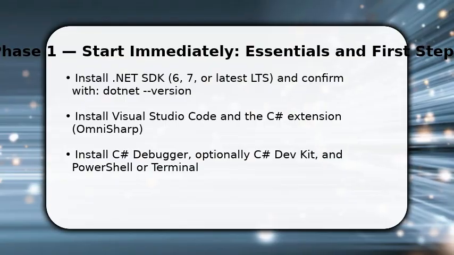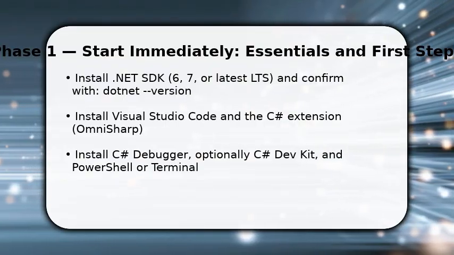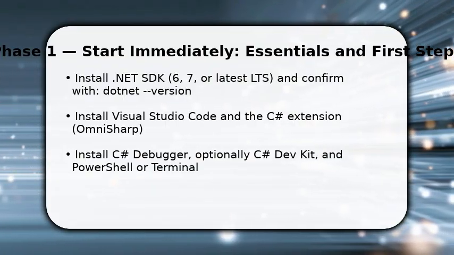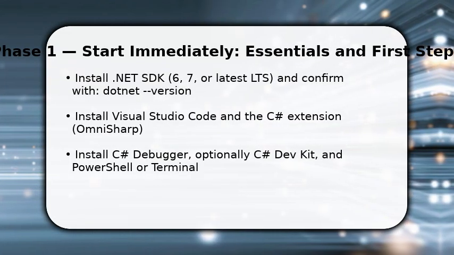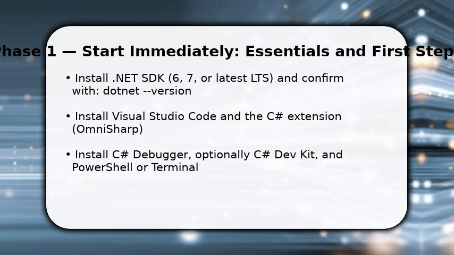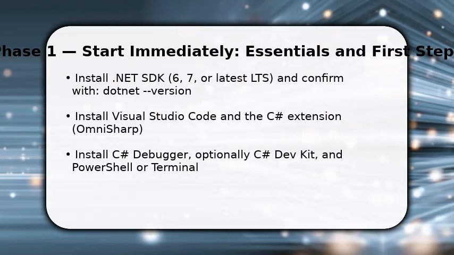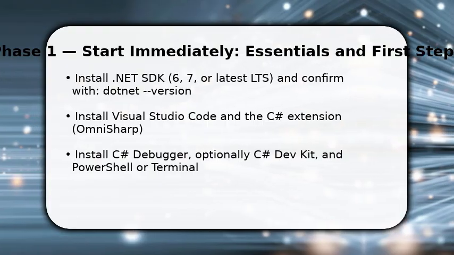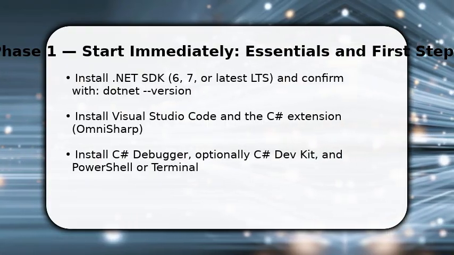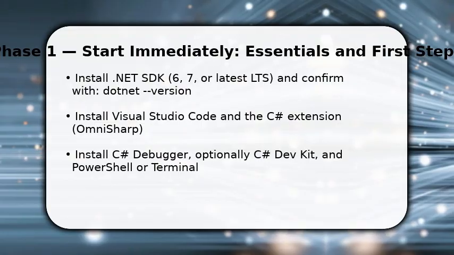You start by installing the .NET SDK and Visual Studio Code so you can compile and edit C# right away. Once done, install the C# extension, OmniSharp, because it provides IntelliSense and project support. Make sure your path includes .NET, then open a terminal and run dotnet --version to verify.